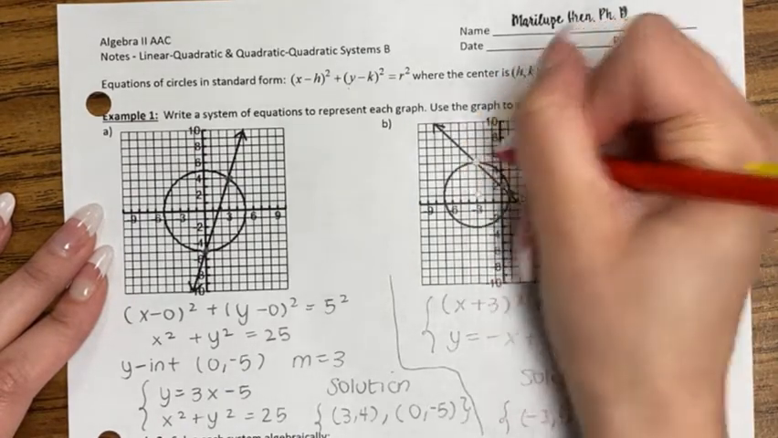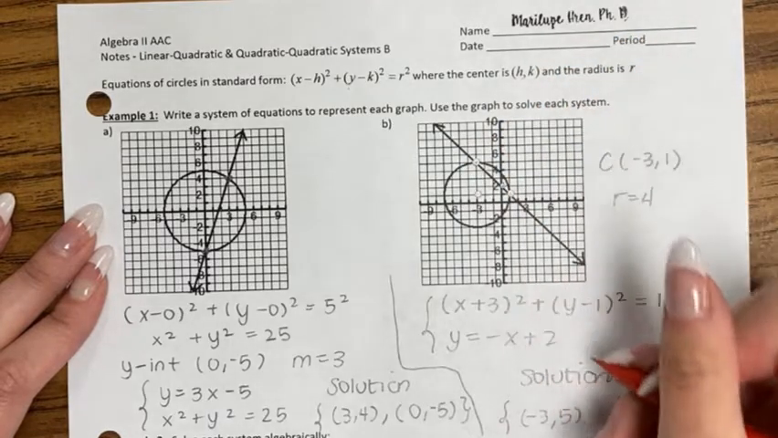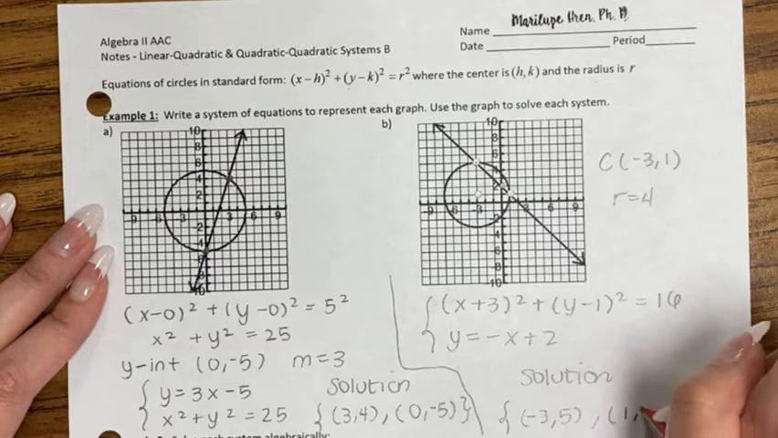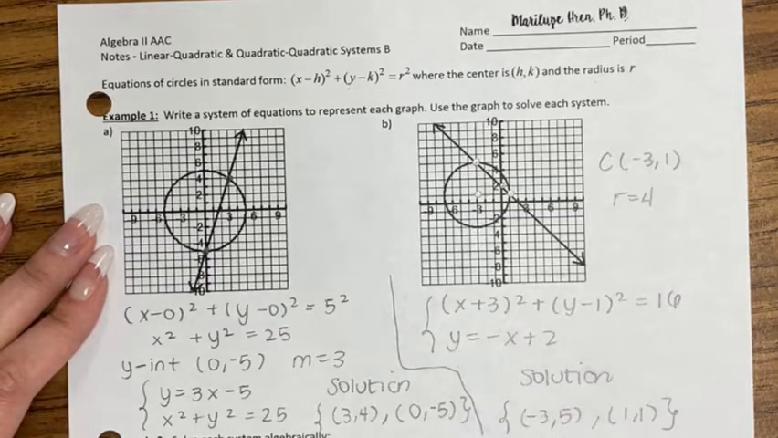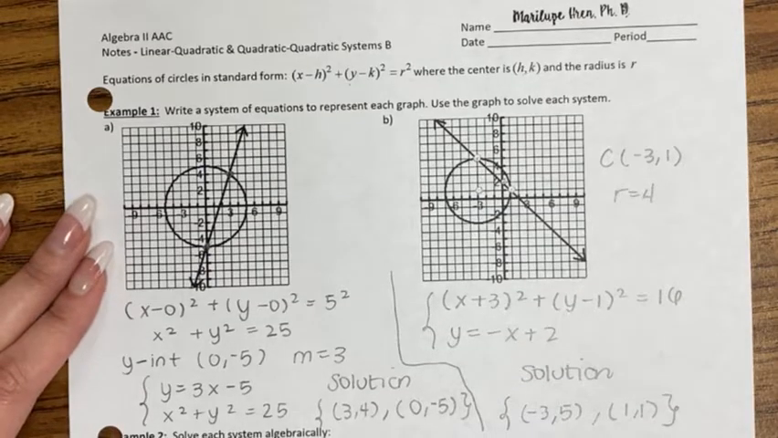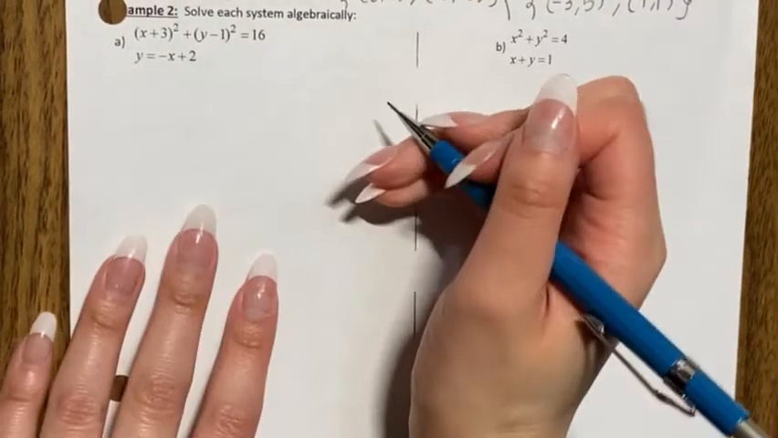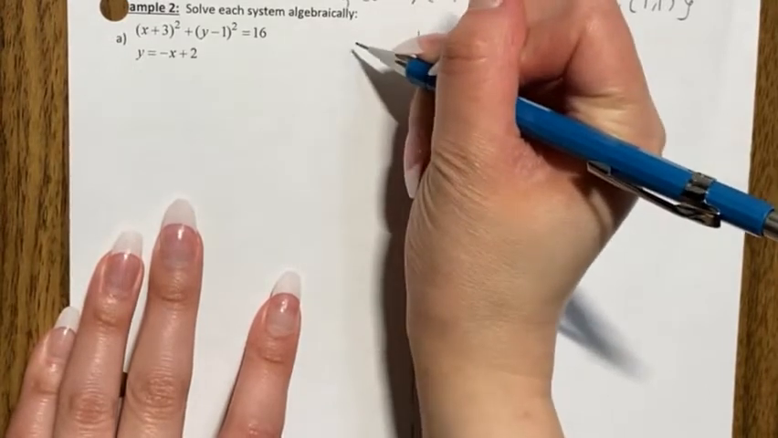Okay, so negative 3 and 5, and this point that you have over here is going to be positive 1 and positive 1. Okay, so those are going to be your solutions for this situation. So for example number 2, what we're going to do here is you need to again solve each system algebraically.